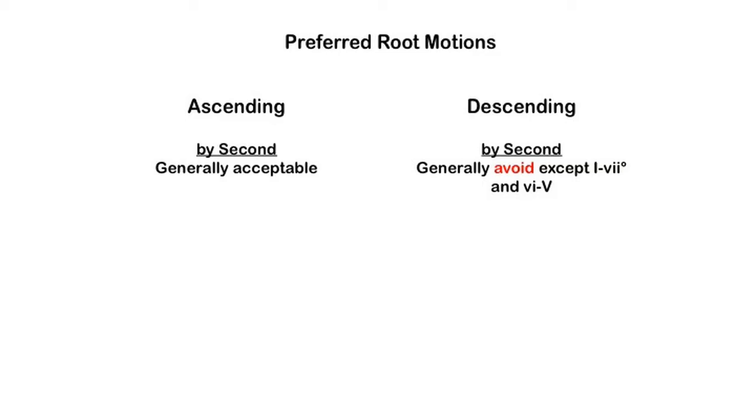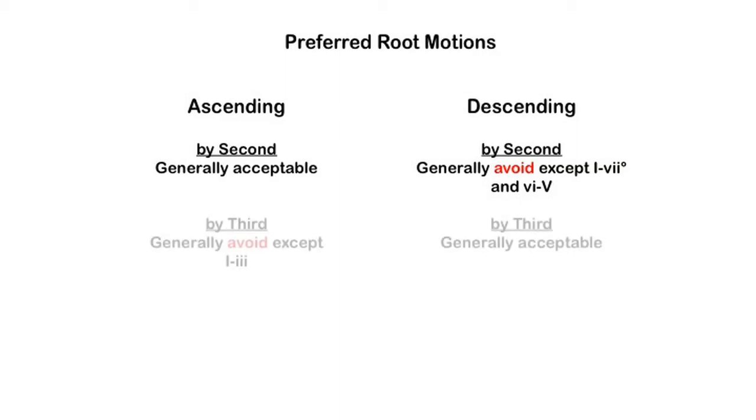Now, it probably didn't sound terrible to your ears, because it's fairly common for that to happen in commercial music and rock and roll music. But in traditional harmonic practice, common practice tonality, that's something that is generally avoided. So, let's summarize. Root motion by second up, generally acceptable. Root motion by second down, generally not acceptable unless we're talking about tonic to leading tone or submediant to dominant.